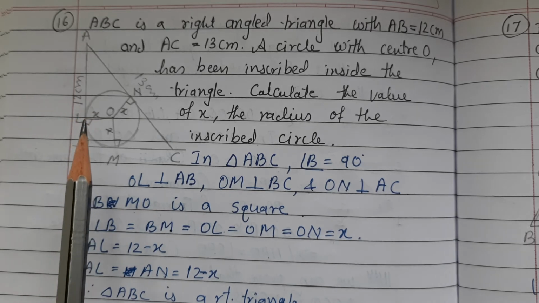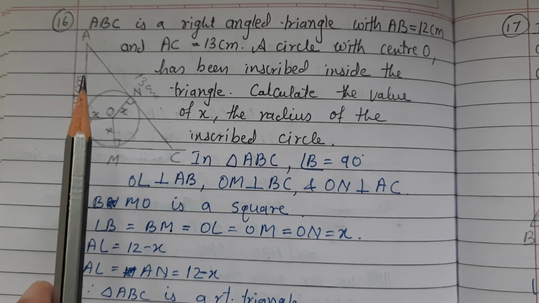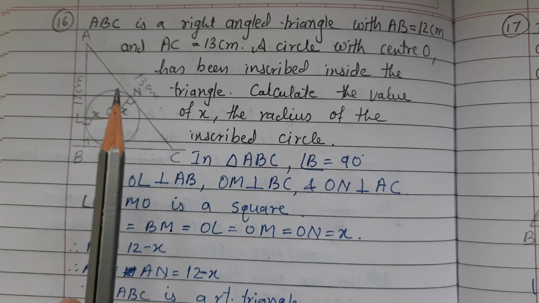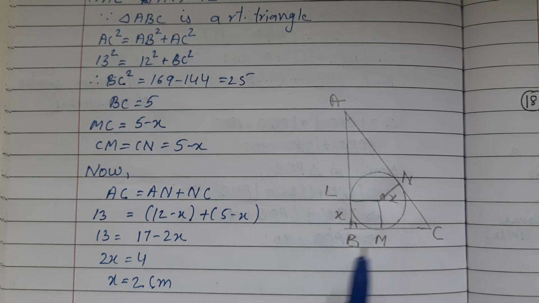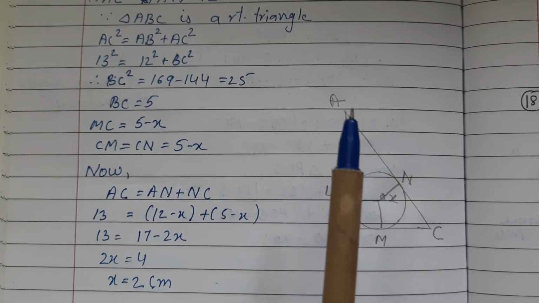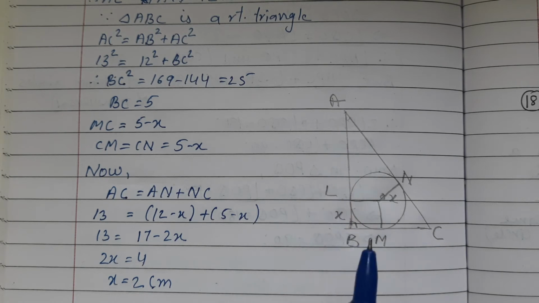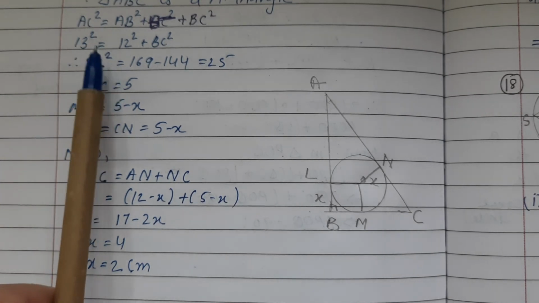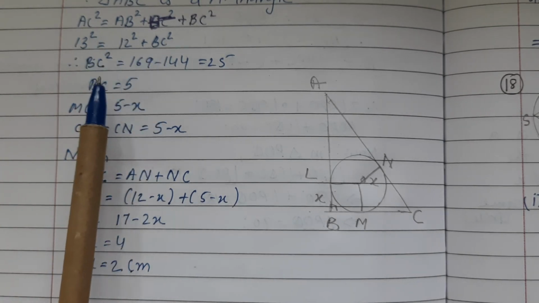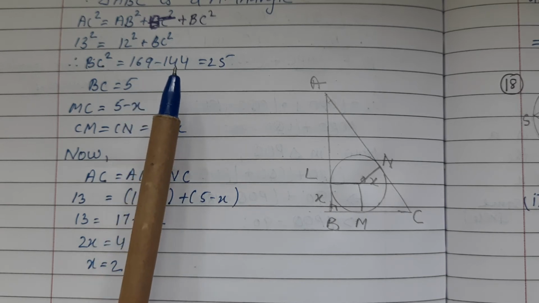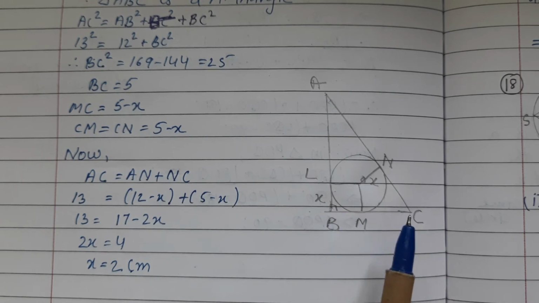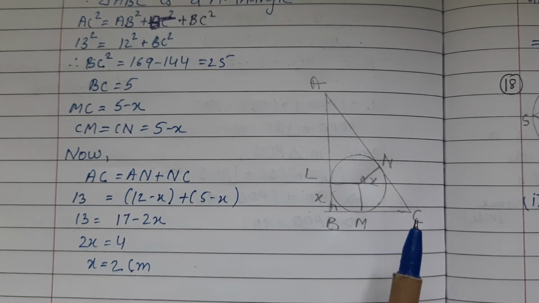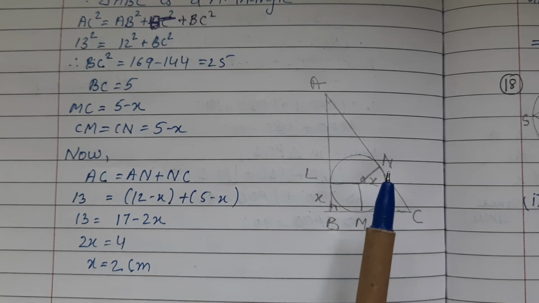AL is equal to 12 minus x. AL is equal to AN, so AN is also 12 minus x. Since triangle ABC is a right angled triangle, AC square is equal to AB square plus BC square. 13 square is equal to 12 square plus BC square. BC square is equal to 169 minus 144, equal to 25. BC equal to 5. MC will be 5 minus x. CN will be 5 minus x.